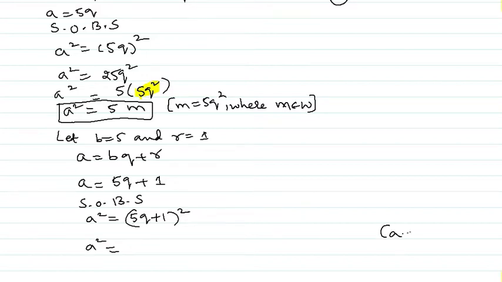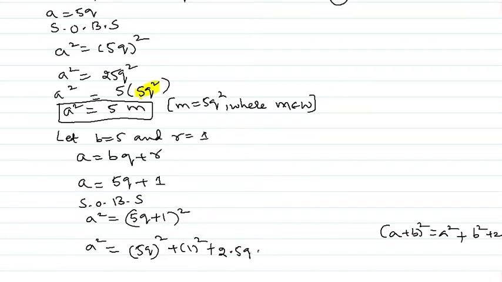What is meant by a plus b whole square? That is a square plus b square plus 2ab. Now use this identity and simplify the equation. That is a square, that is 5q whole square plus 1 square plus 2 into 5q into 1. Now 5q whole square will become 25q square, plus 1, plus 2 fives are 10q. So we are simplifying the a plus b whole square form.